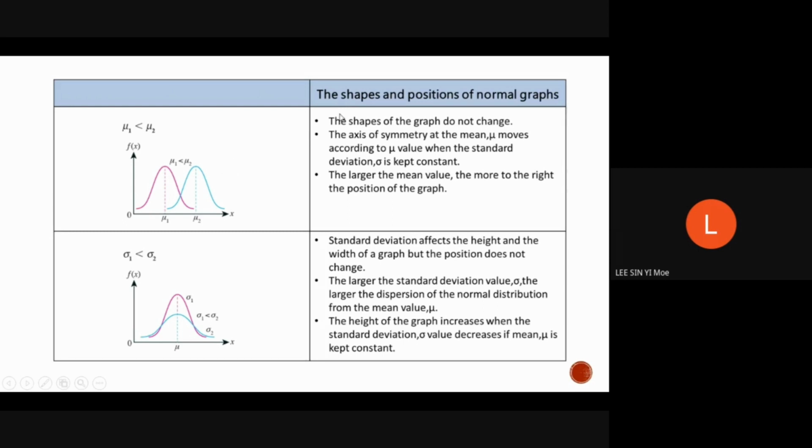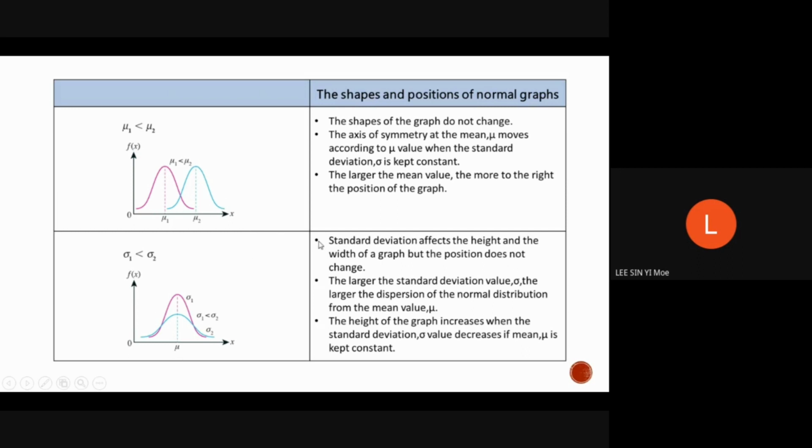The shape and position of normal graphs. The first graph is the shape of the graph does not change, and the axis of symmetry at the mean moves according to the mean value when the standard deviation is kept constant. So the conclusion is the larger the mean value, the more to the right the position of the graph. Okay, let's see the second graph.